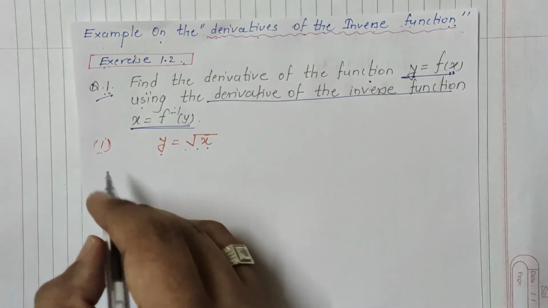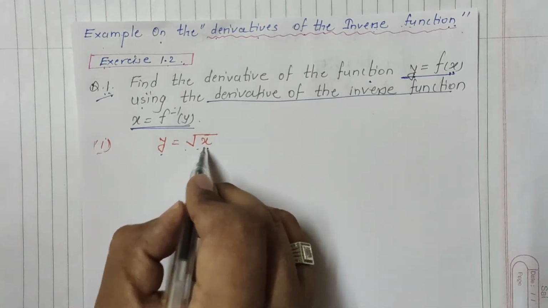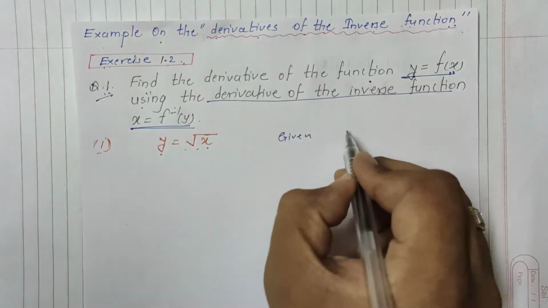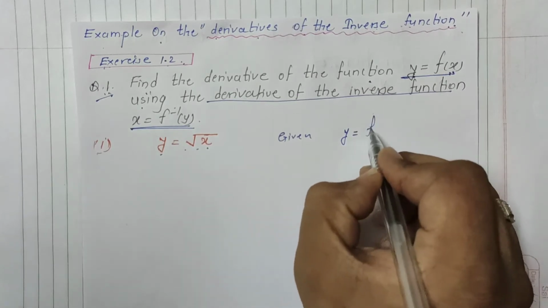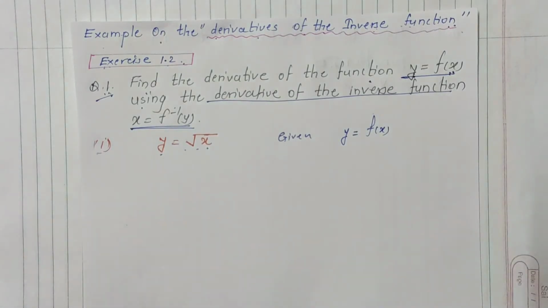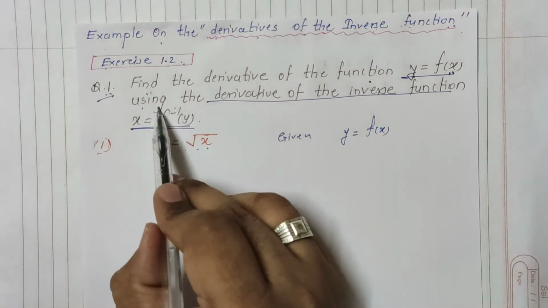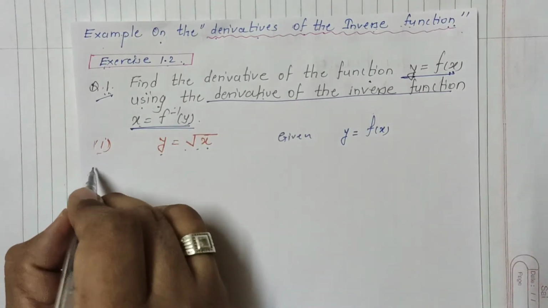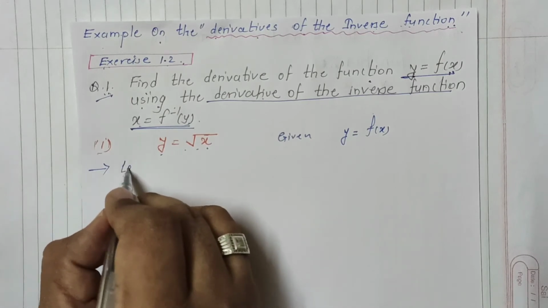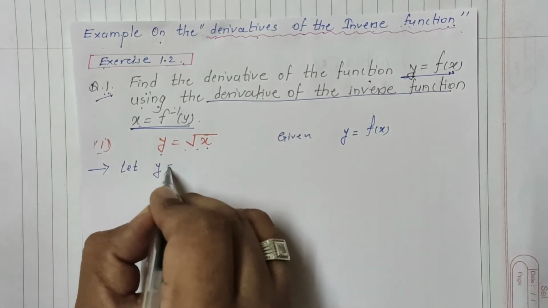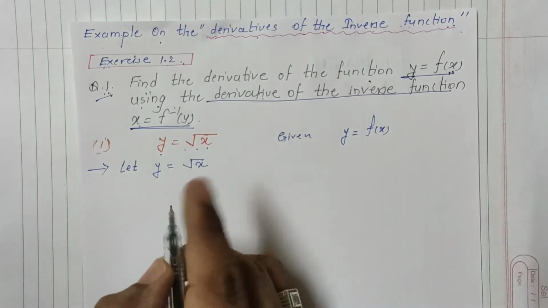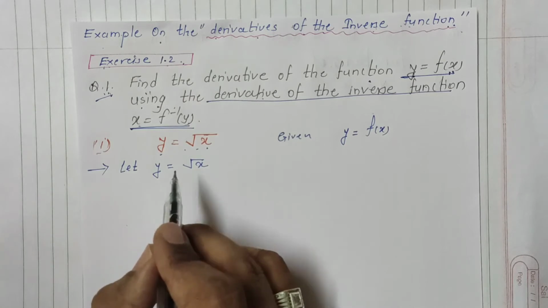First example, y is equal to root x. So the given example is in which form? y in terms of x, which means y is equal to f of x form. So here you have to find it by using the inverse concept, using the derivative of inverse function concept. So how to solve? Let us see. Let y is equal to root x be the given form. So first you have to convert it into inverse function form.